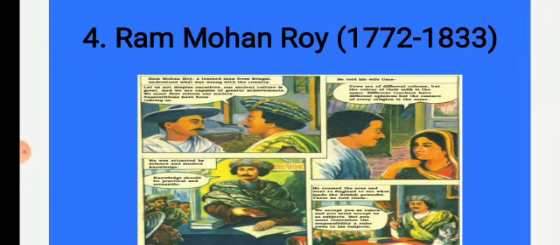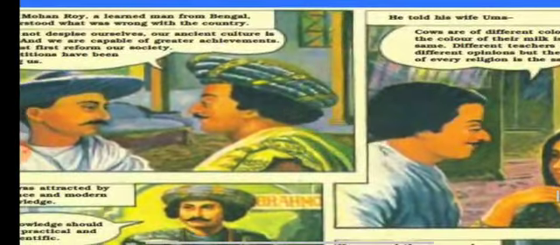Here comes the fourth part, Raja Ram Mohan Roy. Students, you have heard the name of Raja Ram Mohan Roy, and this was the time period of 1772 till 1833. See here what Raja Ram Mohan Roy discussed. Raja Ram Mohan Roy, a learned man from Bengal, understood what was wrong with the country. Let us not despise ourselves. Our ancient culture is great and we are capable of greater achievements.